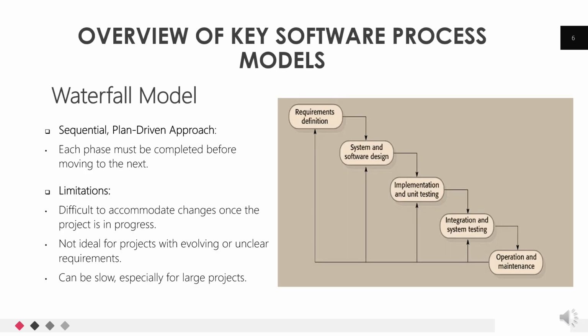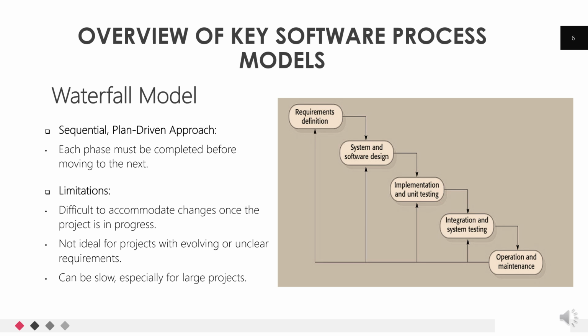Next comes the software process models. The first one is the waterfall model. The waterfall model is a sequential plan-driven approach where each phase of development, such as requirements gathering, design, implementation, and testing, must be completed before moving on to the next stage.